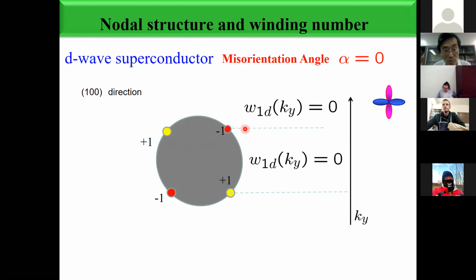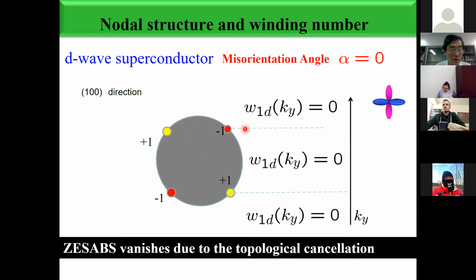So then there's no zero bias conductance peak. This is a new interpretation which is available to understand the absence of the zero bias conductance peak in this configuration. It can be regarded that the zero energy surface Andreev bound state vanishes due to the topological cancellation.